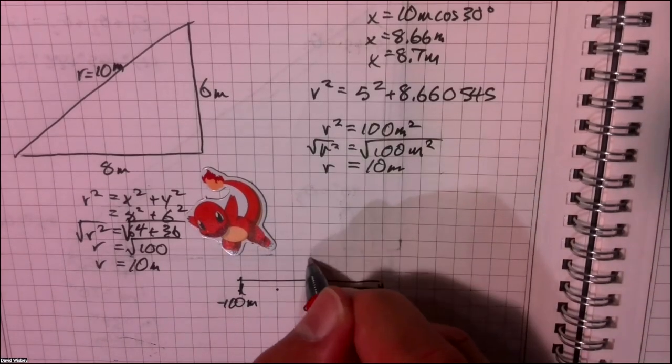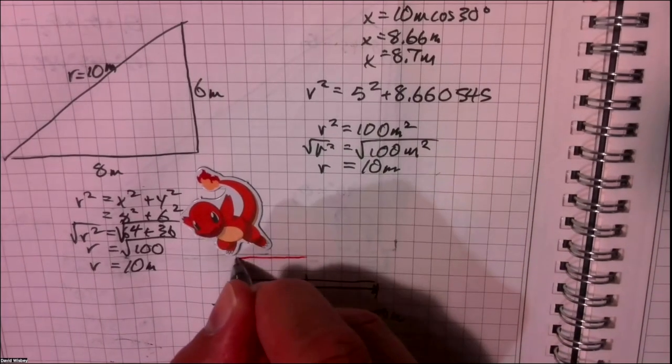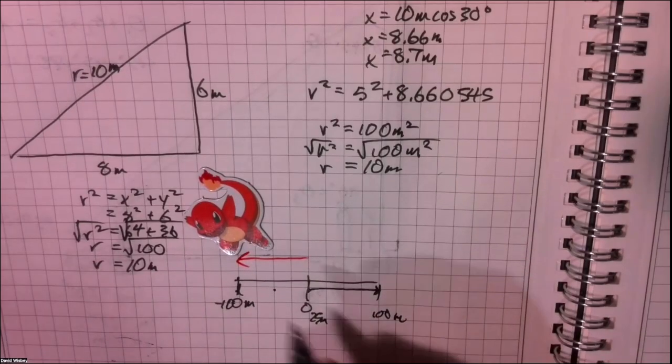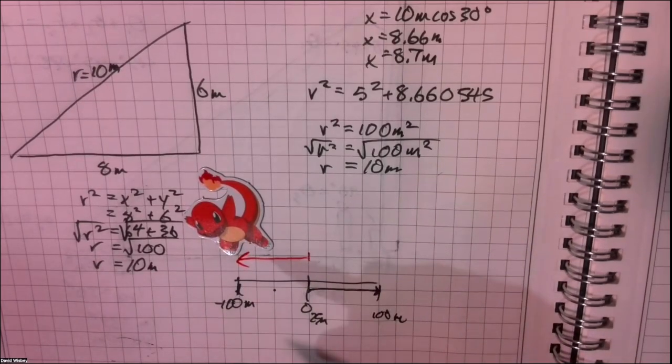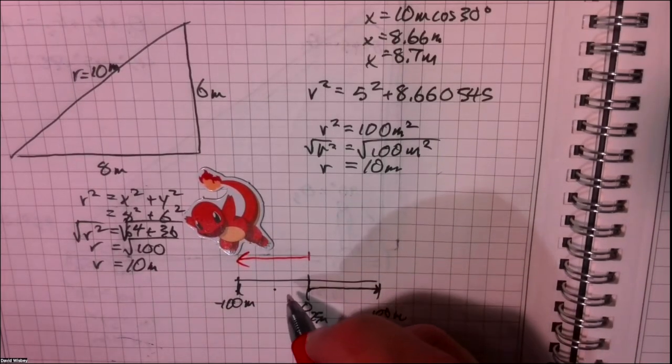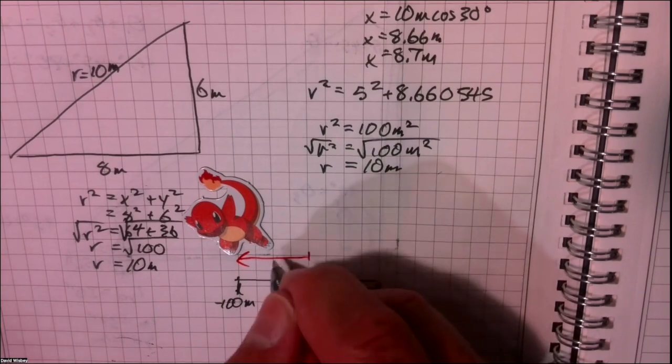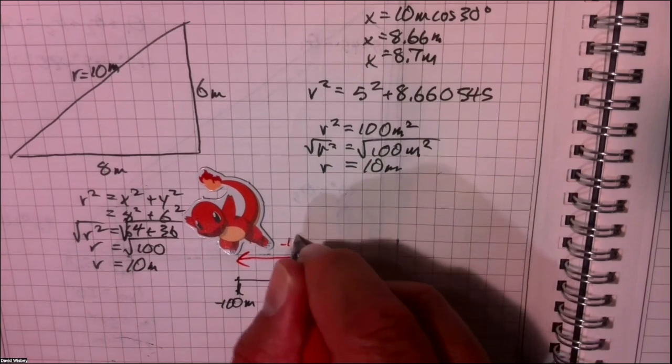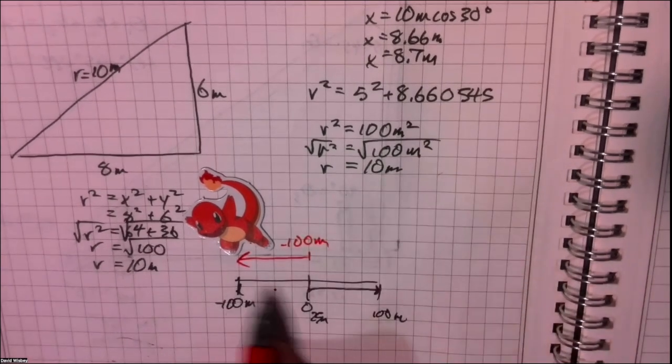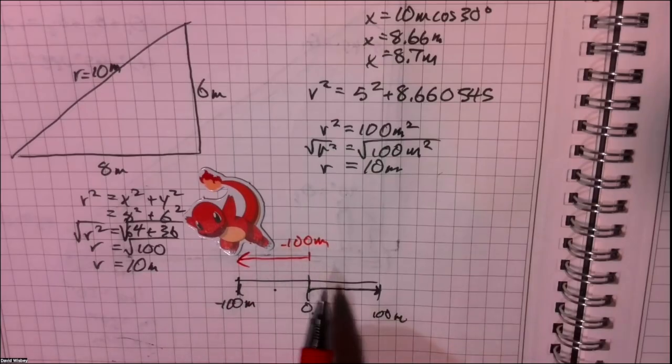And so my net displacement vector is going to be this pink one. Oh, it looks red. Dang. Okay, I have a pink pen too. But his net displacement is minus 100 meters. And what direction is it pointing? It's pointing to the left, because we say the negative direction is to the left.